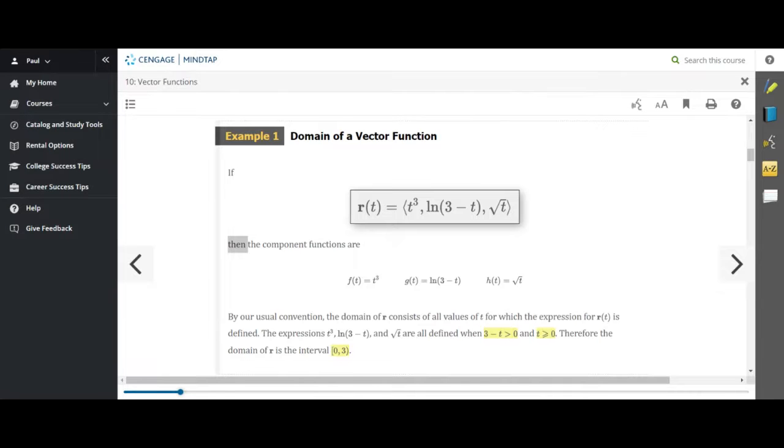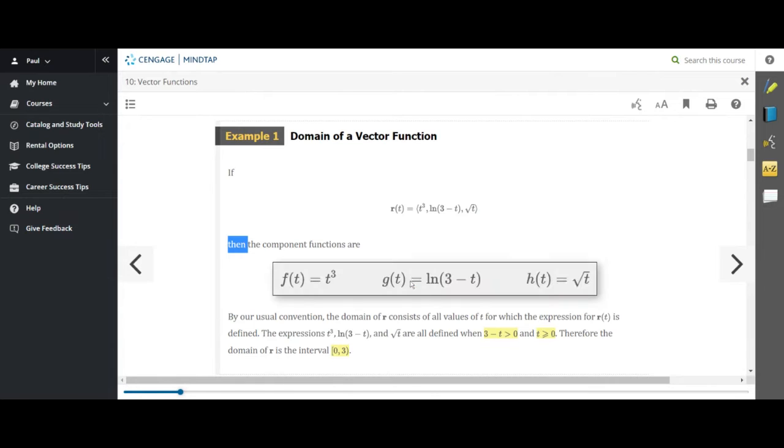Well, what's the domain? What's the domain? Okay, in other words, the vector function r is a function of time, of t. But t can't be all real values, because we have some components, namely this log function here, and this square root function. I mean, those functions are not defined for all values of t.